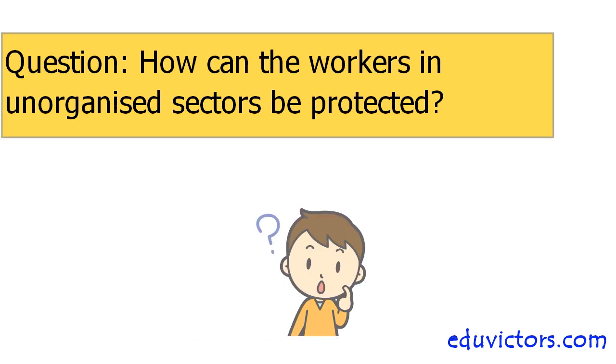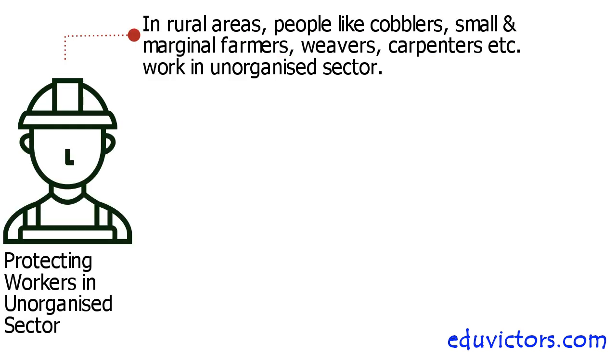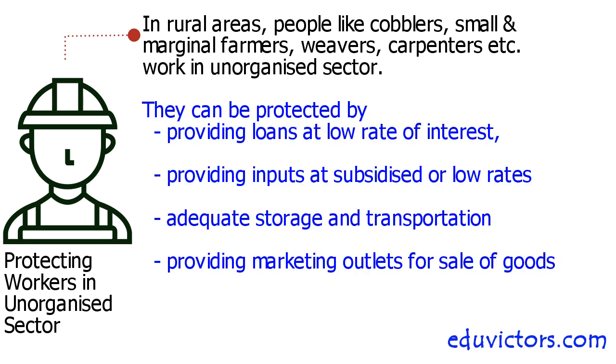How can the workers in the unorganized sector be protected? In rural areas, people like cobblers, small and marginal farmers, weavers, carpenters, etc. work in the unorganized sector. They can be protected by providing loans at low rate of interest, providing inputs at subsidized or low rates, giving adequate storage and transportation facility, providing marketing outlets for sale of goods.